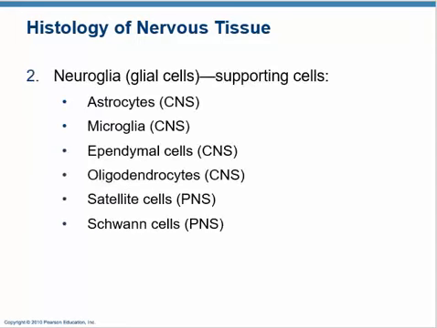And then there are supporting cells called the glial cells. And when we talked about tissues, we made this list. But in the glial cells, there are 4 different types in the central nervous system: astrocytes, microglia, ependymal, and oligodendrocytes. And in the peripheral nervous system, there are satellite cells and Schwann cells. And we'll kind of look at those each one at a time.